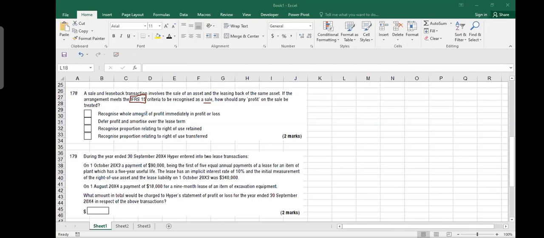Number one, recognize the whole amount of profit immediately in profit or loss. This is not the case. You cannot recognize all of the profit because there is a time duration of 3 years, 4 years. So whatever profit has been made, it should be amortized over the period. Defer profit and amortize over the lease term. Recognize profit relating to right of use retained, and recognize proportion relating to right of use transferred. This is the answer: recognize proportion relating to right of use transferred.